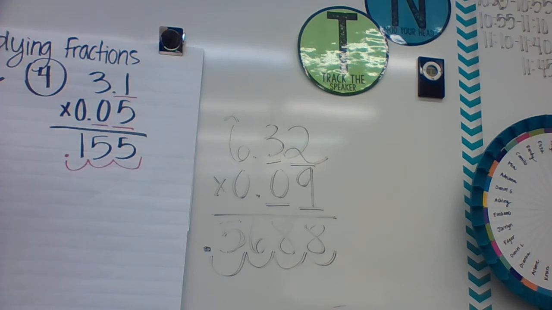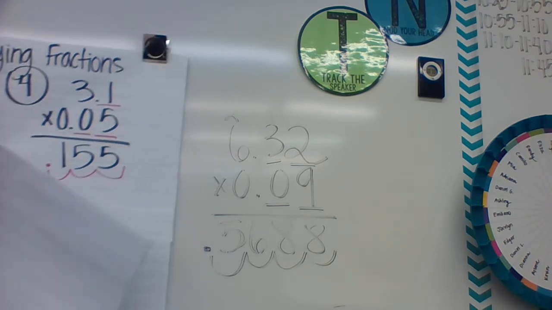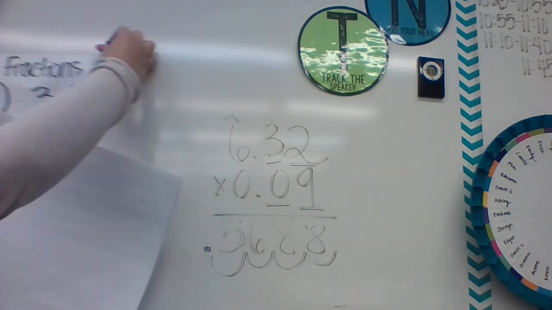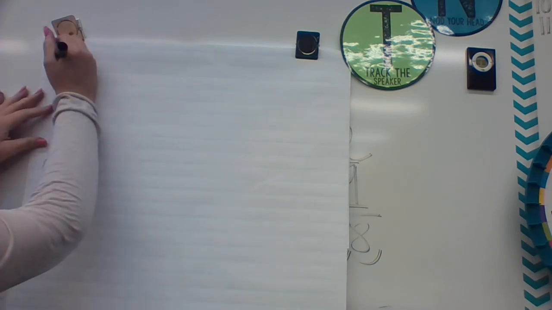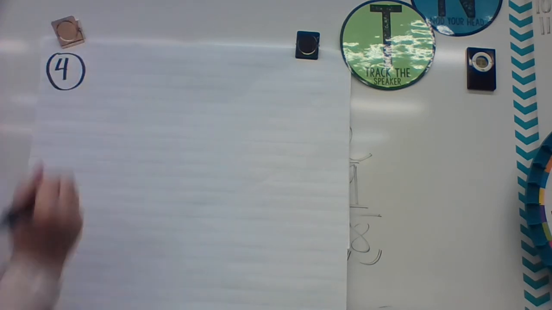Now that we've multiplied 2 decimals together, we're going to move on to our next sample problem. So please go back to your spiral notebook. This will be example number 4. And here is our problem.